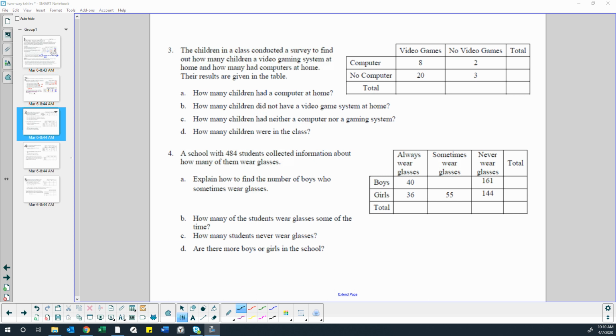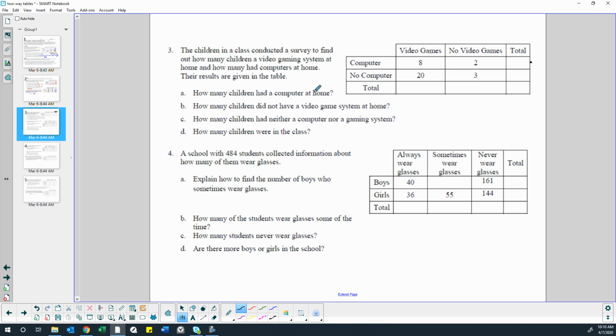After looking at question three, I don't feel like I need to go over that one, because notice how you've got all these numbers. All you have to do is total them. So 8 plus 2 is 10, 20 plus 3 is 23, 10 plus 23 is 33, 2 plus 3 is 5, 8 plus 20 is 28. And then you should be able to answer the questions.